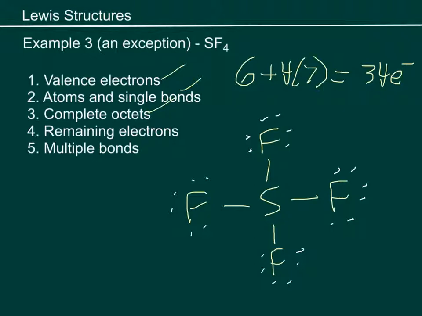Step number 5, multiple bonds. That's great if we're short an octet, but we're not here. Sulfur, 2, 4, 6, 8. So what do we do? Follow step number 4. Remaining electrons get placed on the central atom. So I'm going to put 2 here. Okay, and this is because SF4 happens to be an exception.